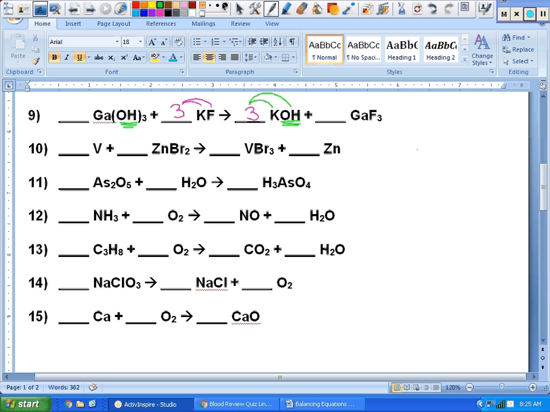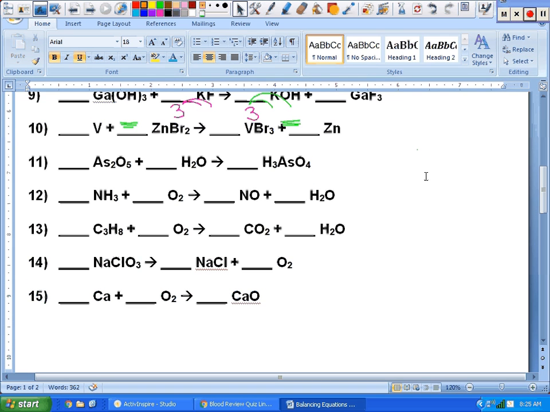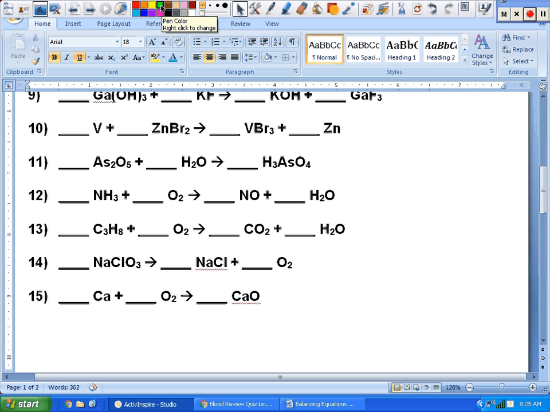All right, let's look at number 10. All right, how many, first of all, what is V? Vanadium. Vanadium. How many V's on the left? 1. How many V's on the right? 1. You're good. How many Zn's on the left? 1. How many Zn's on the right? 1. How many Br's on the left? 2. Okay. And how many Br's on the right?